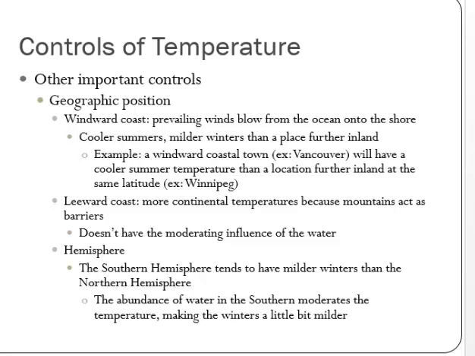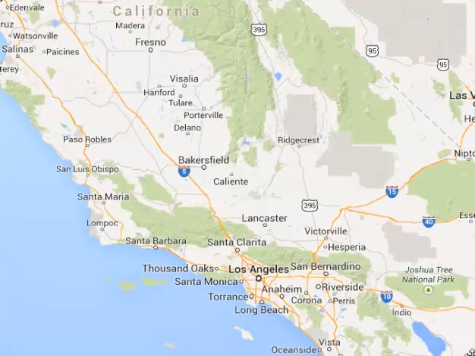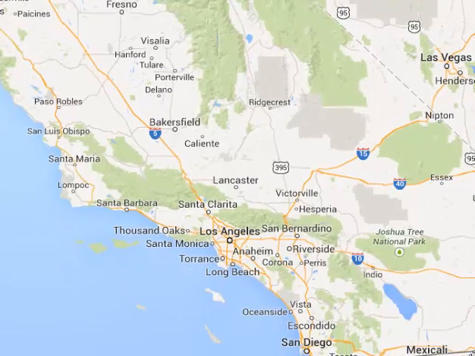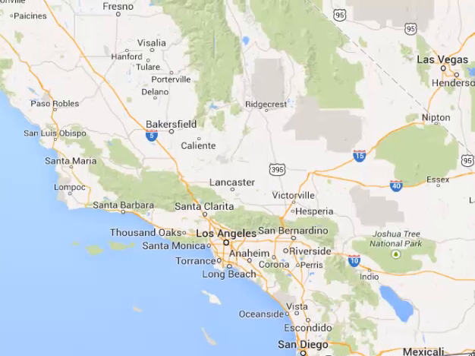Just to give you one example, if you look at mountains, this is, of course, the southwestern part of the United States. Here's Los Angeles, San Diego somewhere, all the way down on the chart over here. Here it is, in case you didn't see it. This is Las Vegas over here.